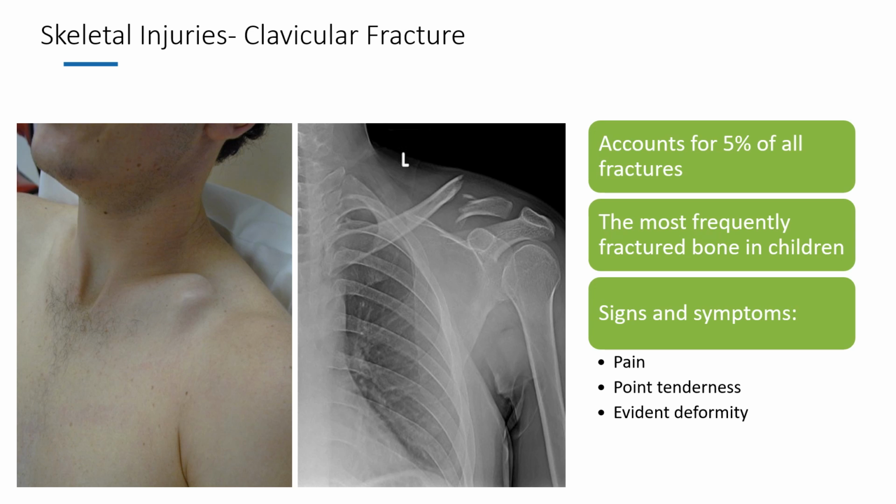The clavicle is also relatively prone to fracture just because of its location and its overall instability. There's not a lot of extra support in that area. It provides a little bit of stability to the other bones. It's kind of floating out there by itself.